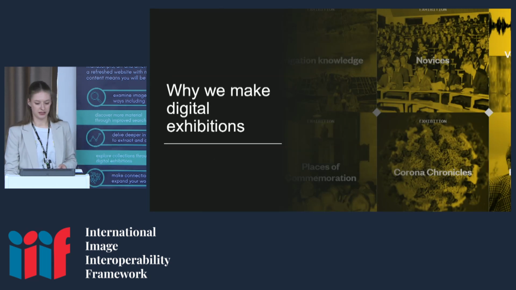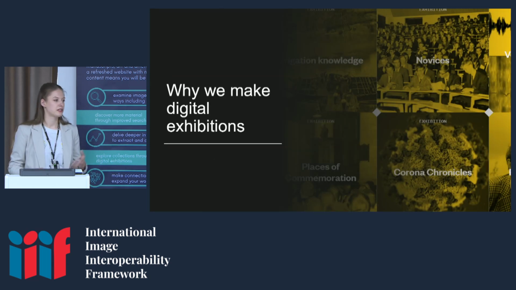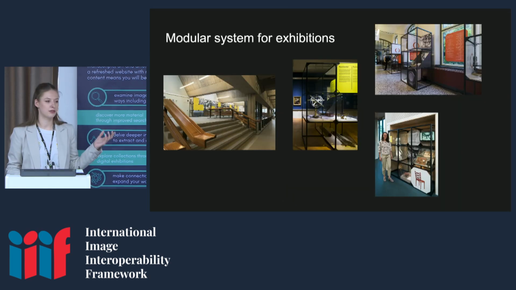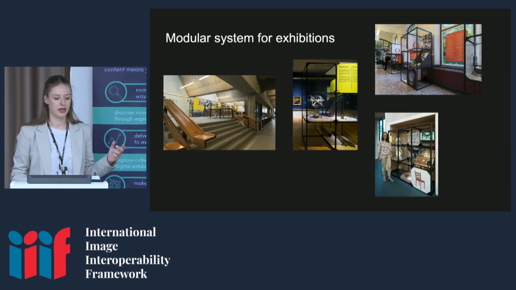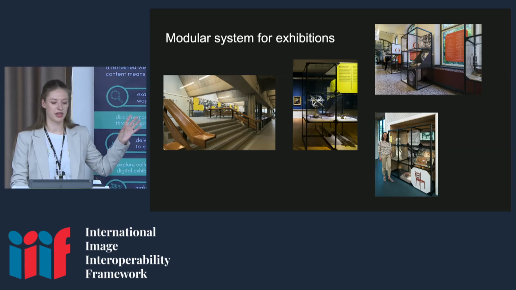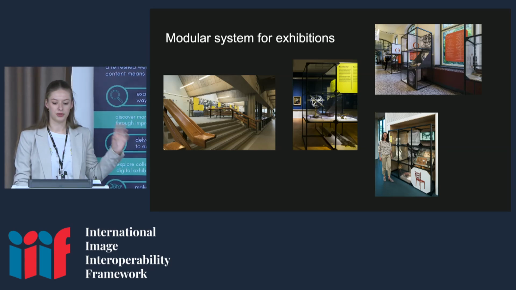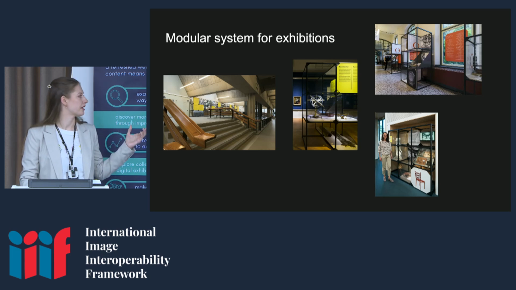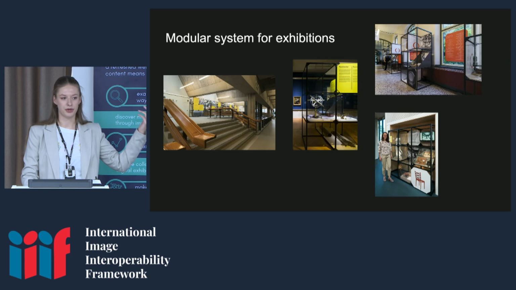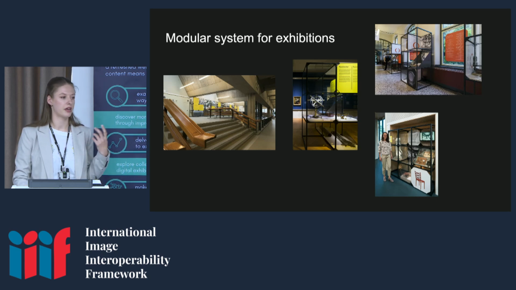So why do we make these digital exhibitions actually? As a university library, we don't have a fixed space where we can present our special collections. But we do want to present them because they're very interesting. So what we did is we created a reusable modular system. As you can see on the screen, we have some images of them. They have characteristic cut corner panels, and you can use them for various things. So as you can see, you can use text, you can use images, but also the objects, of course.